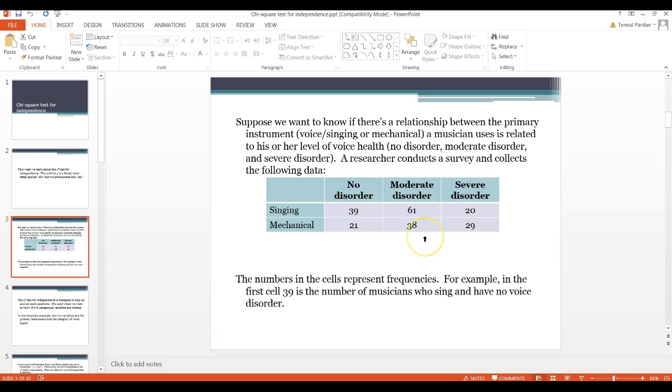This is a cross-tabulation that you'll recognize from earlier on in the course. But just to be clear, the cells here represent frequencies. So the 39, for example, means that there were 39 music therapists who sing as their primary instrument who don't have a voice disorder. 21 have no disorder and use an instrument. So etc. That's what that means.